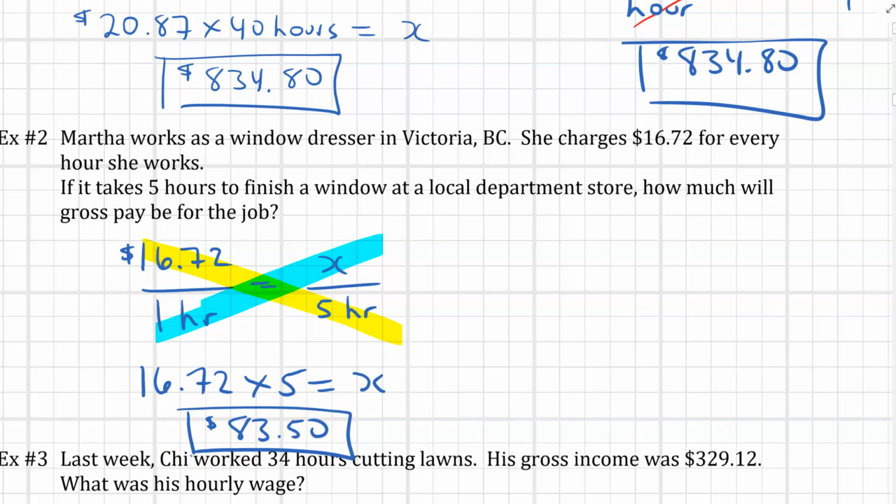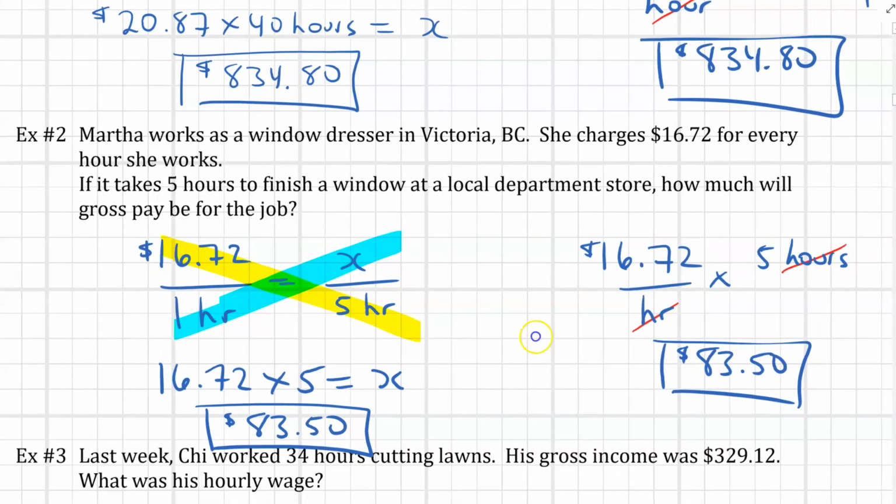The other way you can think of it is just that was $16.72 for every hour times 5 hours. And you can see again you've got the hours on the top and hours on the bottom. They're going to cancel each other out. And you're going to get the same answer. You're going to get that $83.60.